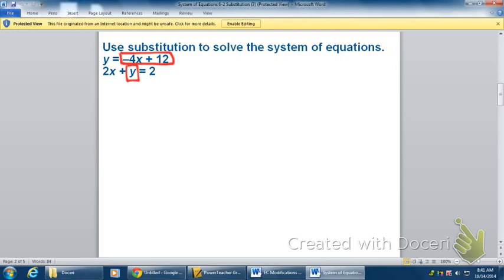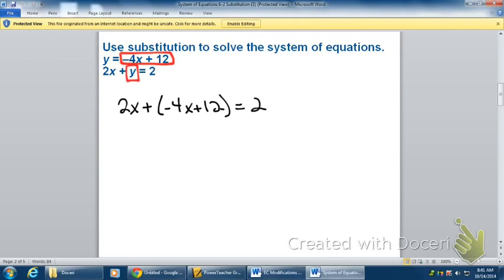All right? So when you do that, you're going to have a 2x plus negative 4x plus. Now, anytime you substitute that in, make sure you put parentheses. Okay? Anytime you substitute that equation in, make sure you put parentheses. All right? Because that'll help you out a whole lot.